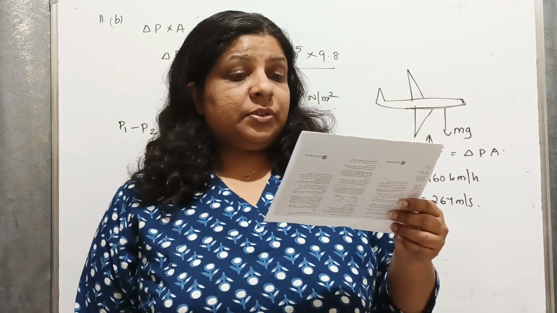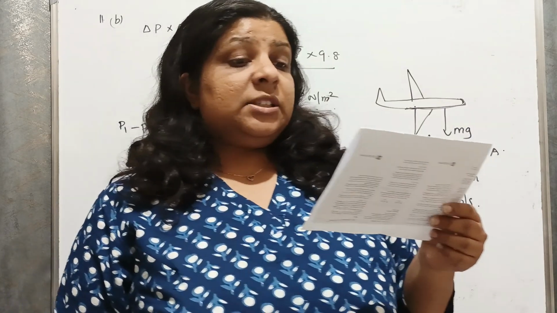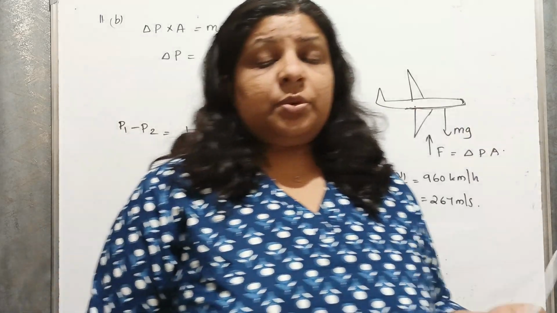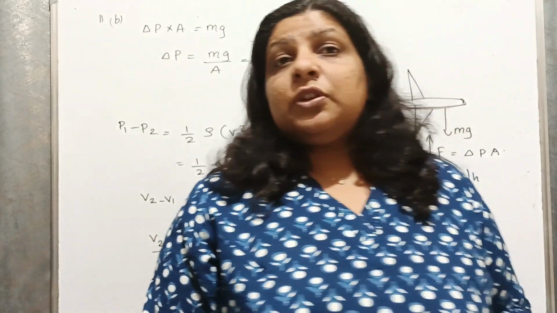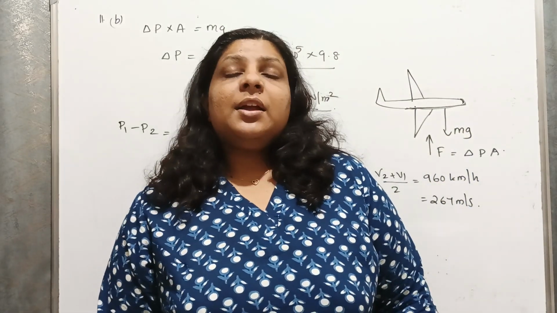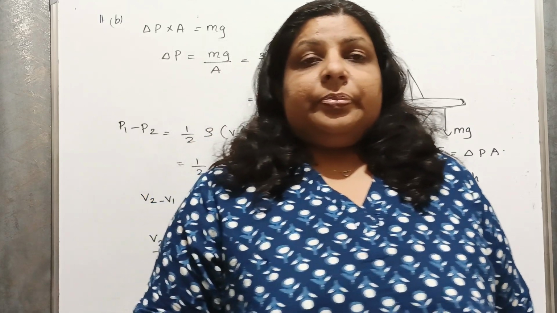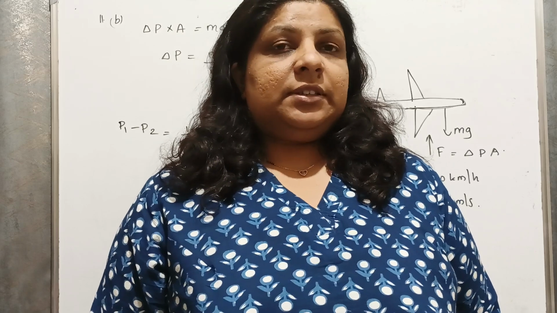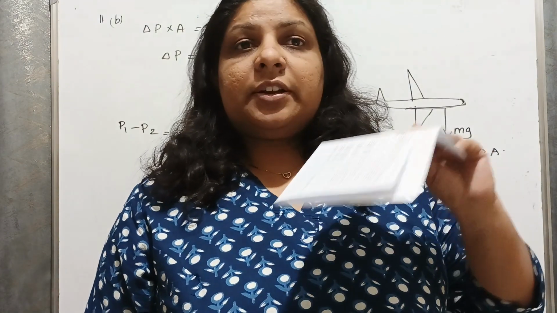Estimate the fractional increase in the speed of the air on the upper surface of the wing relative to the lower surface. We have to find the fractional increase in speed. Fractional increase in speed means v2 minus v1 divided by average velocity. That is fractional change of speed. So for doing this problem, this is also an application of Bernoulli's theorem.